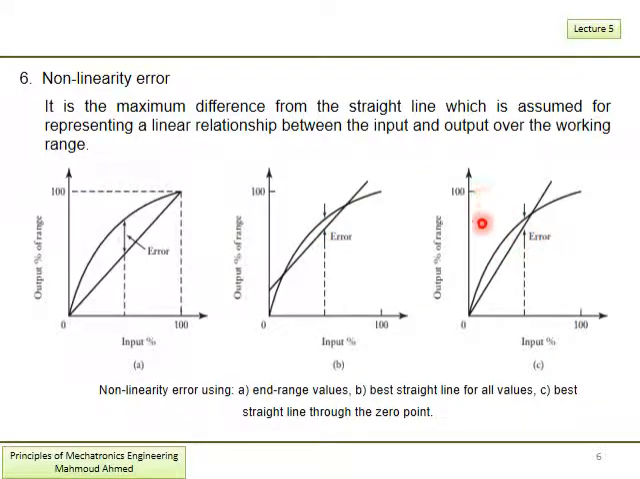In the last figure, we simply connect the straight line through the zero origin, such that the best fit for this straight line can be met on this intersection point. And the error in this case is the maximum difference between the straight line and the curve here.